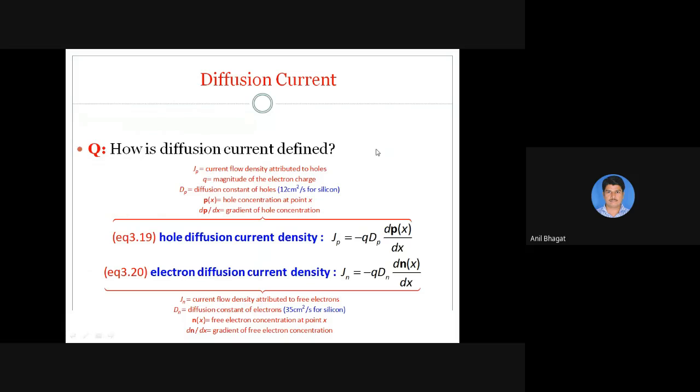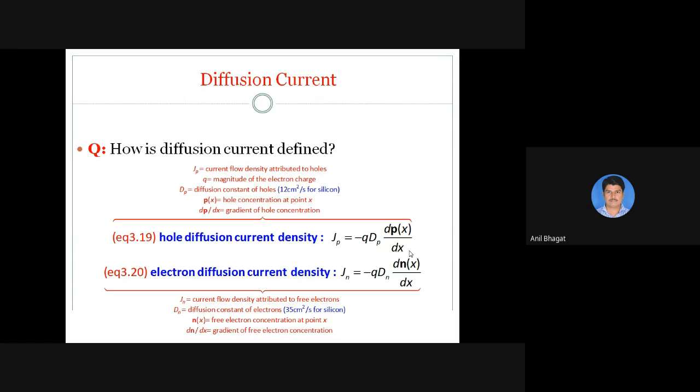Diffusion current definition, this is a very important definition. Diffusion current is defined as: Jp, the current flow density attributed to holes, Q the magnitude of electron charge, Dp the diffusion constant, and dP by dx the gradient of hole concentration. The hole diffusion current density Jp is equal to this, a very important formula from the exam point of view. Keep in mind only 4 to 5 formulae present in this topic, and you can usually solve the 2 mark or 4 mark exam problems in your regular examination, right?